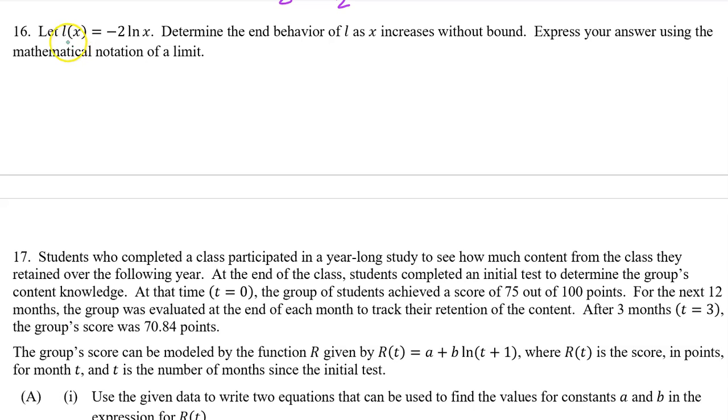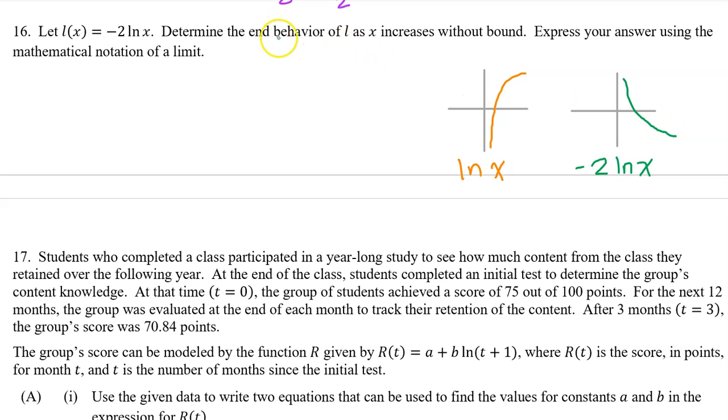Number 16. Let L of x equal negative 2 natural log x. Determine the end behavior of L as x increases without bound. Express your answer using the mathematical notation of a limit. We have memorized that the parent function natural log x looks like this. The vertical dilation by a factor of 2 does not change the look of the graph, but the negative is a reflection over the x-axis, so this function will look like this.